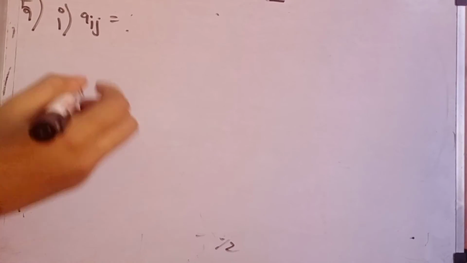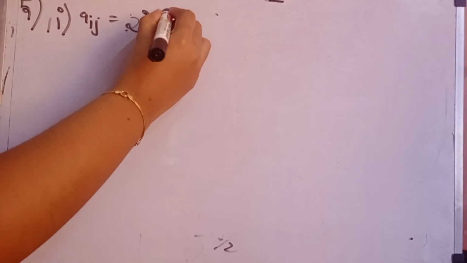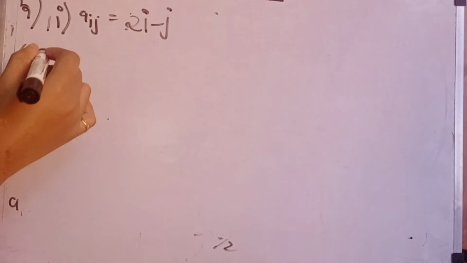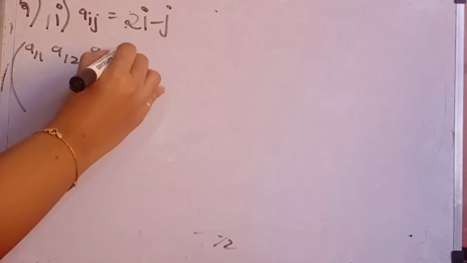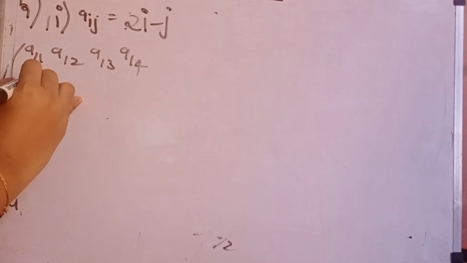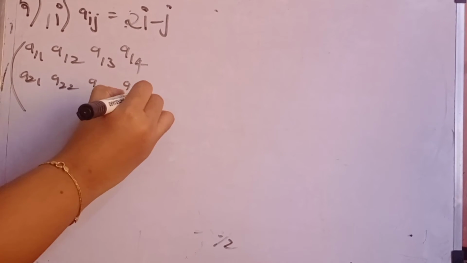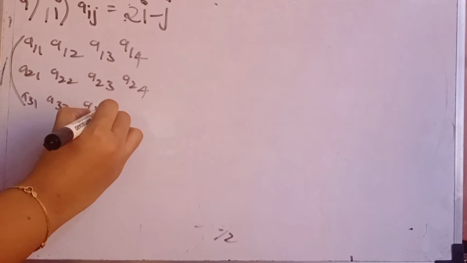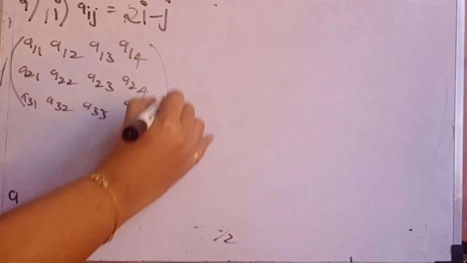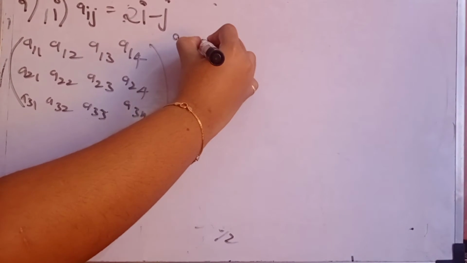So the second sum is, Aij is given as 2i minus j. So the same thing, okay. The matrix is what? A11, A12, A13 and A14. A21, A22, A23 and A24. A31, A32, A33 and A34. So the same thing we need to find. I just write the answer so you can check with it.